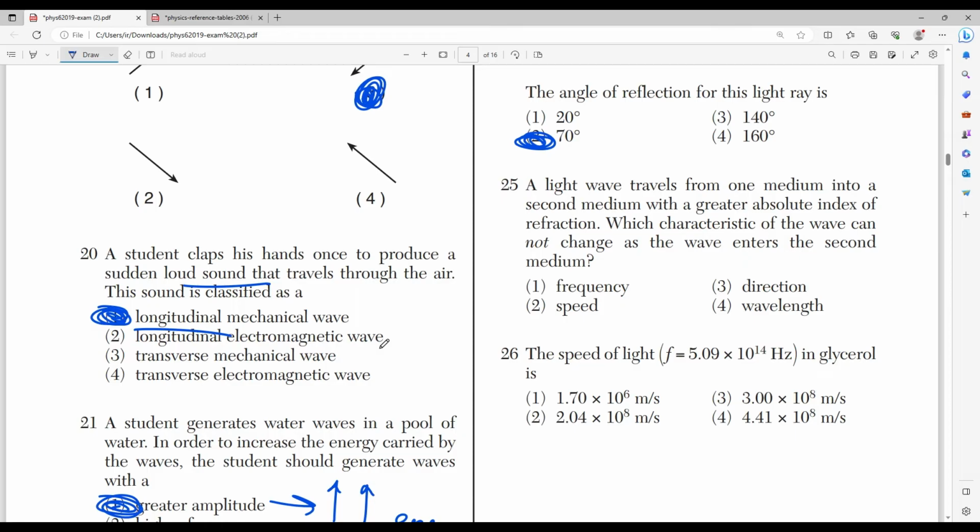Number 25 says, as a light wave travels from one medium to a second medium with a greater absolute index of refraction, which characteristic of the wave cannot change, right? The answer to this is frequency. Frequency remains constant between all mediums, right?